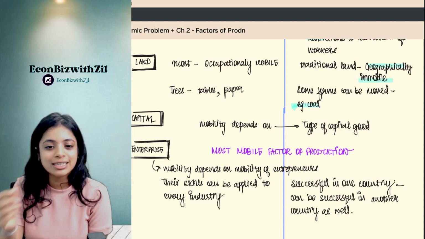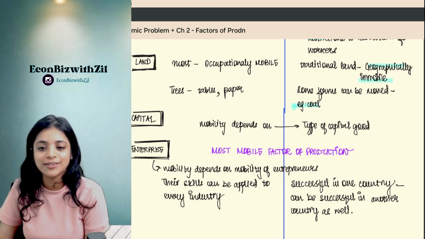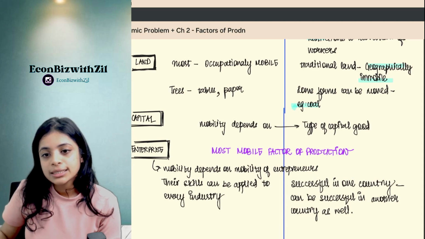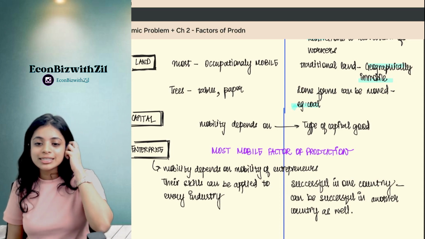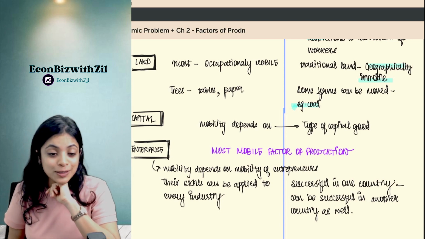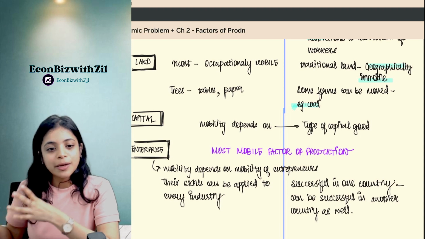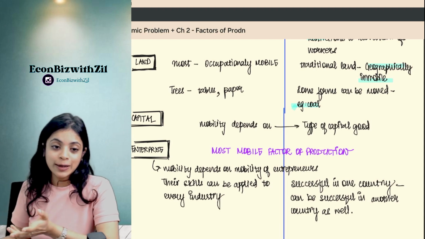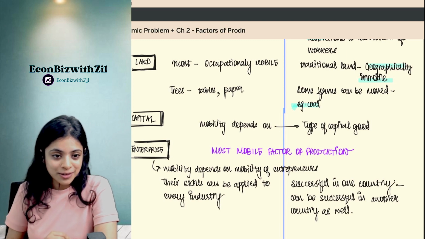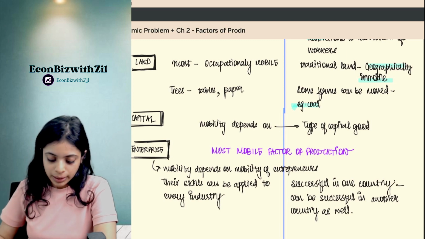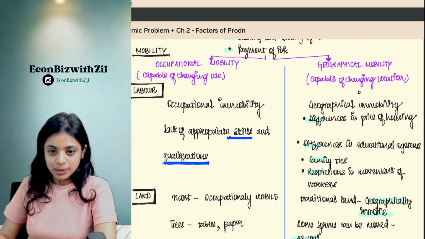But in just this regard, the skill ideas can be applied to every industry that they're in. Okay. Next is geographical mobility, which talks about how if they're successful in one country, they can be successful in another country as well. So that is when, to some extent, we can say they have geographical mobility as well. So with this, we're done with the factors of production section of talking about your occupational mobility and geographical mobility.